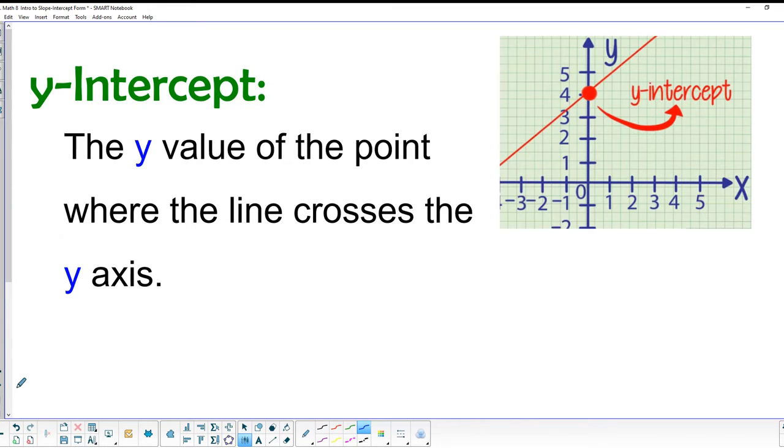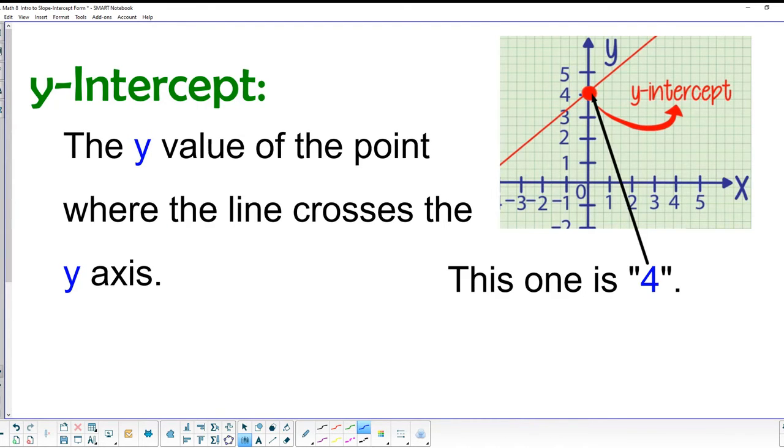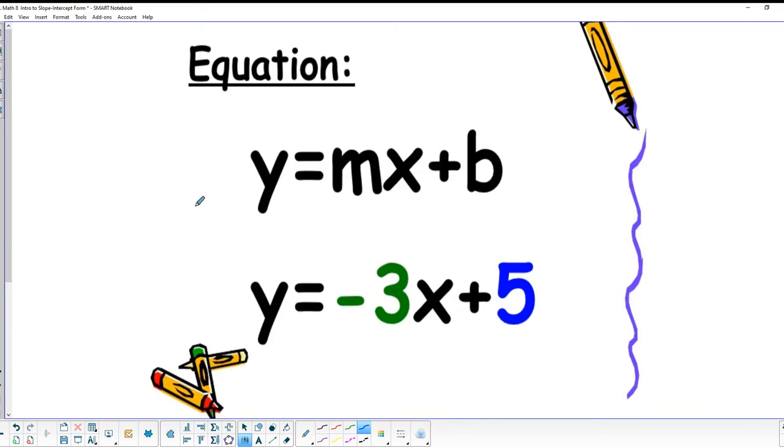Let's try another look here. The y-intercept, as we mentioned, is the point where the line crosses the y-axis. So this line is buzzing up along like this, and it crosses the y-axis right at the number 4. So that would be the y-intercept of that particular graph. And knowing that, if you find the slope, you can actually write the equation. So let's take a look.